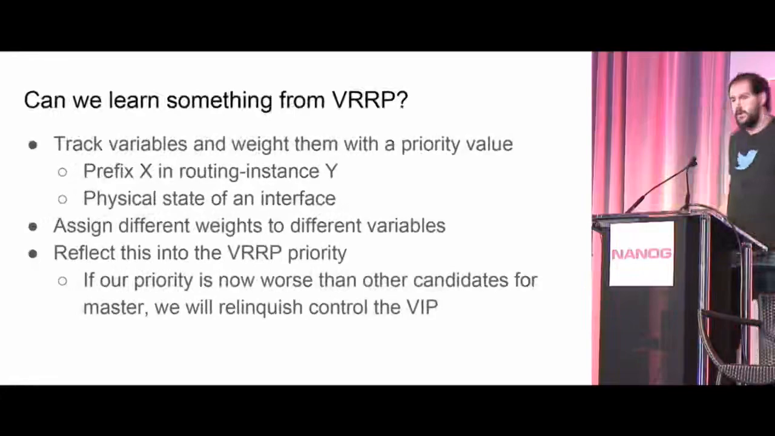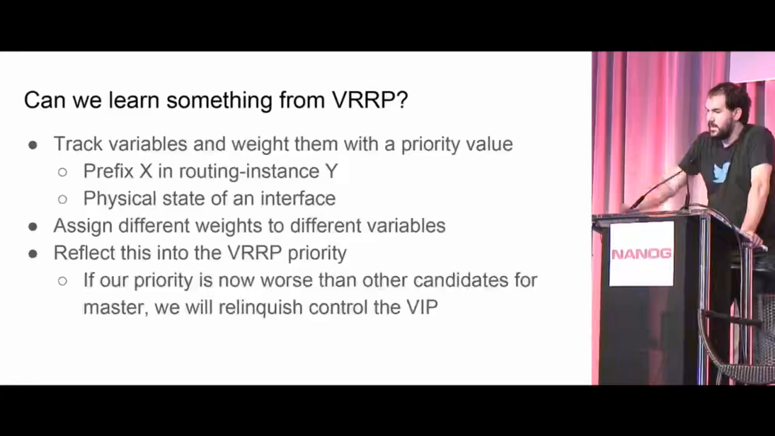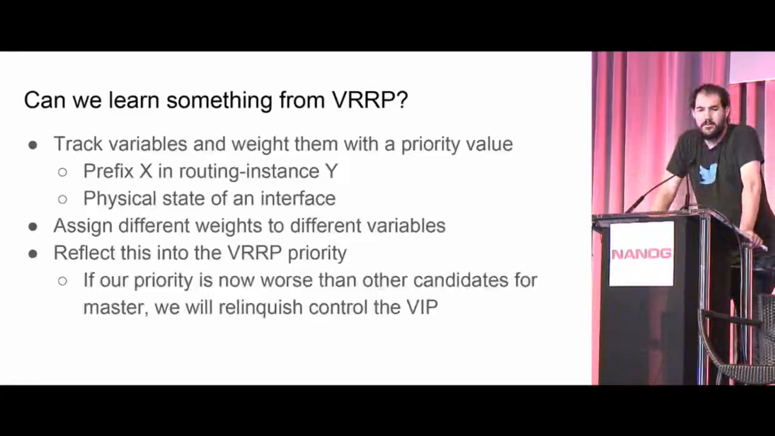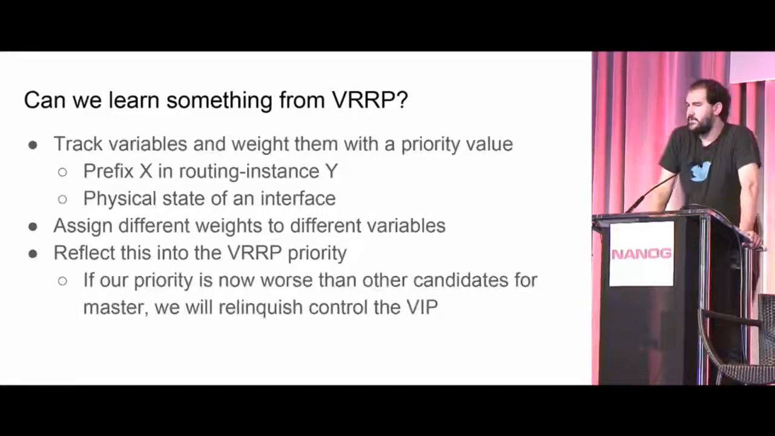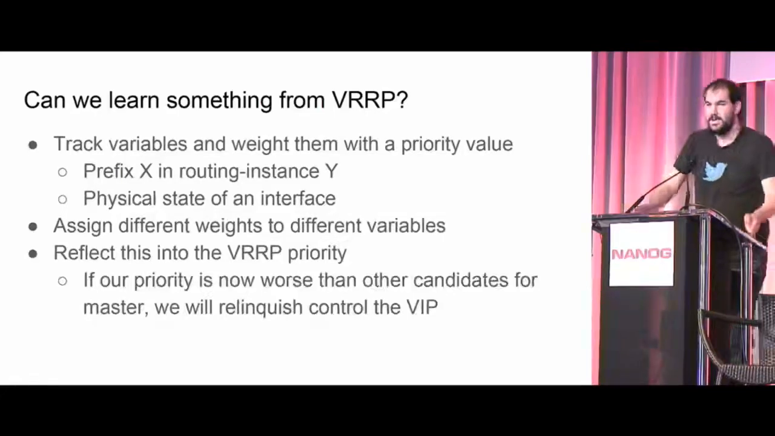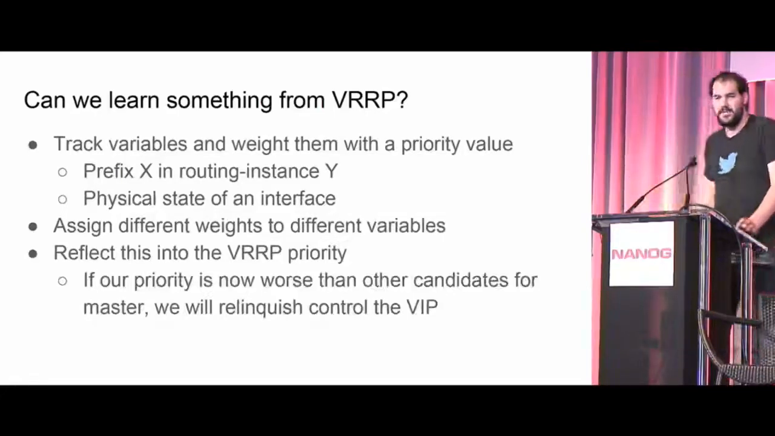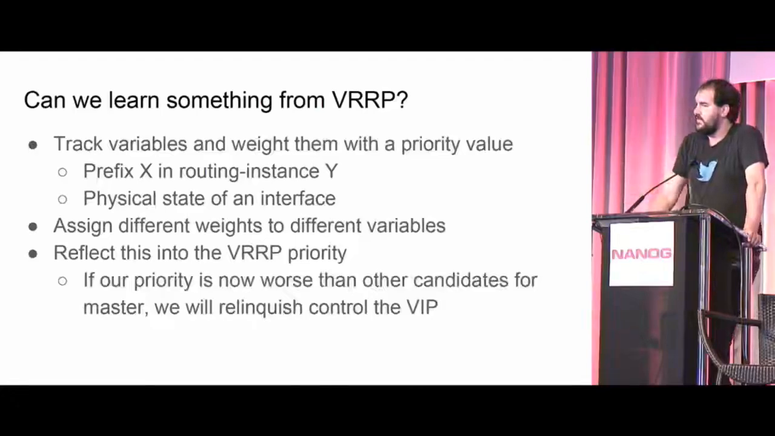So one thing that Micah and I looked at when we first started talking about this, and then we involved Ben and Nick and Bruce to start forming a working group around this, is that we looked at how VRRP worked. VRRP seemed like the closest thing to a protocol that would track variables, weight them in a priority value, and then take actions. Now, VRRP, as we all know, can only have an active or a passive state. You can measure a prefix in a routing table. You can measure the physical state of an interface. You can then take some actions on it.